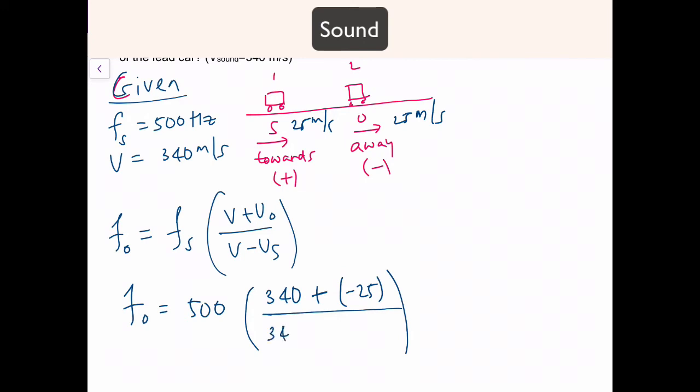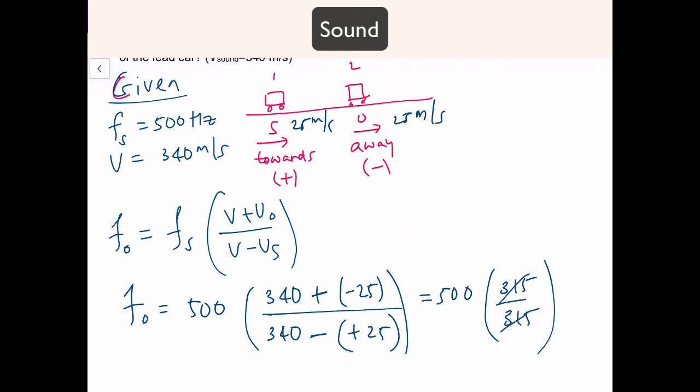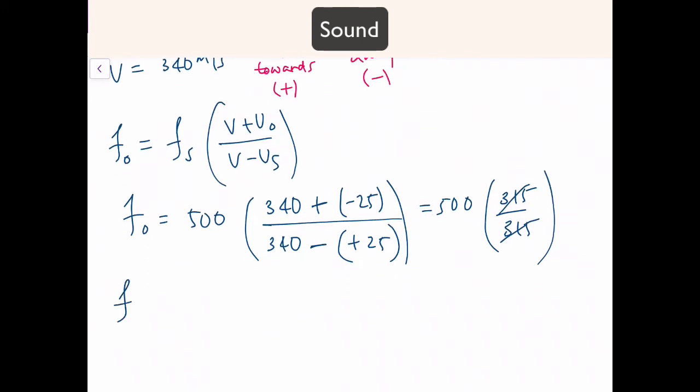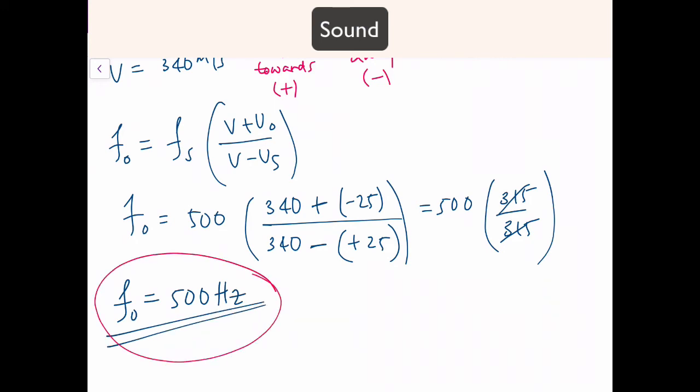V again is 340, minus a negative, so positive in here, 25. So you'll have 500 times 315 divided by 315. The two will cancel each other. Therefore, the observer will hear literally the same frequency as that of the source.